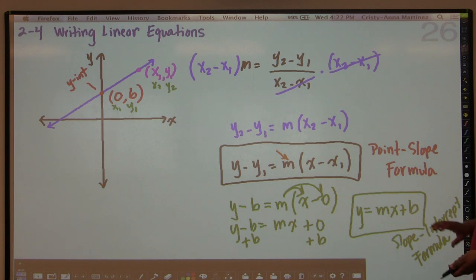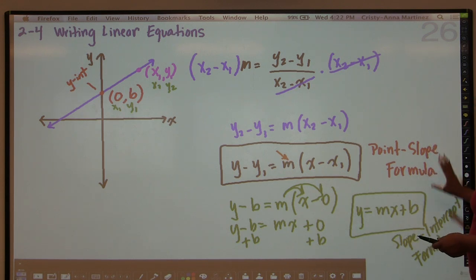So again, we're generally going to start with point slope to get the process going, and then eventually we will simplify it to get slope-intercept form. And we will talk about that as we go through the examples. Those are the two formulas you need to have.